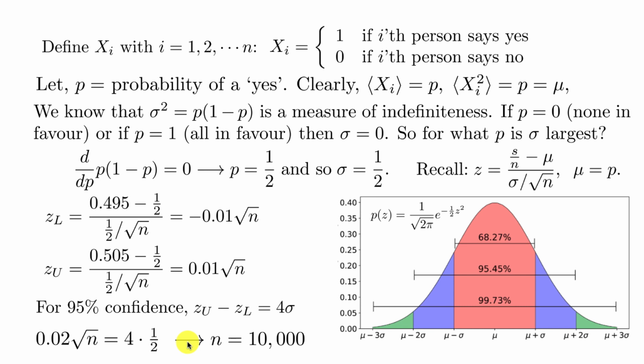So in the most unfavorable situation, you would need to take 10,000 different opinions. And that's because half the people would want the law and half would not. If we had some prior knowledge of the population, well then, this number could be much smaller.